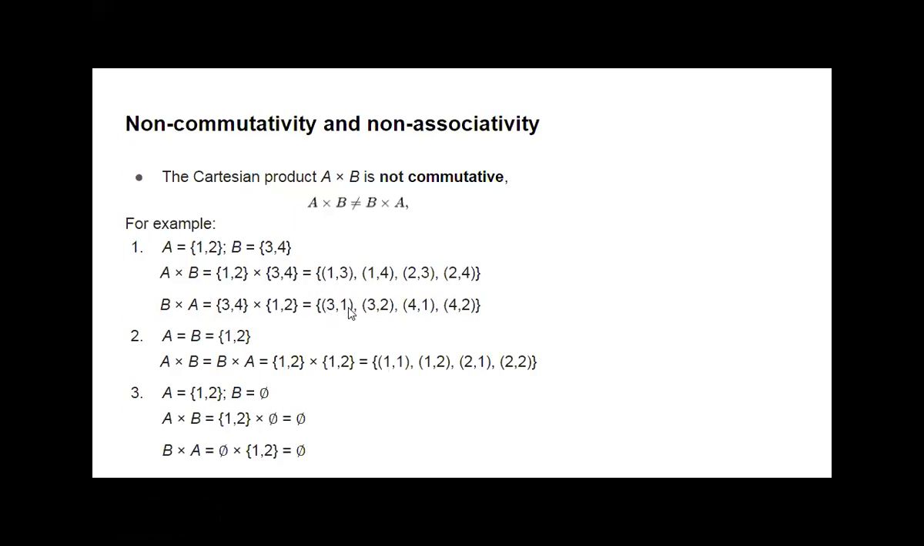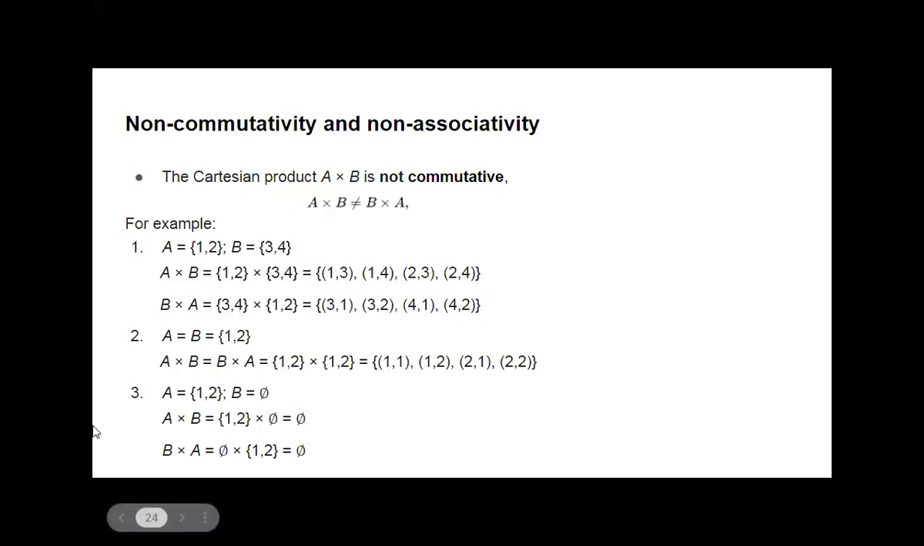But as these are ordered pairs, we cannot change the order. So both these are different ones. Getting? Both of these are different because these are ordered pairs and we cannot change the order of the elements in ordered pairs. So the Cartesian product of A cross B is not commutative.